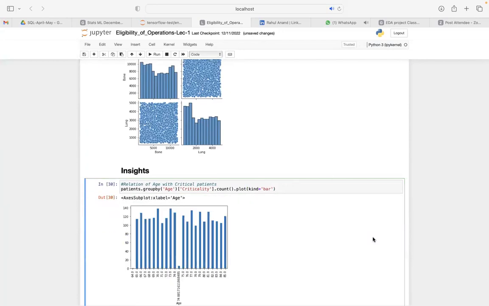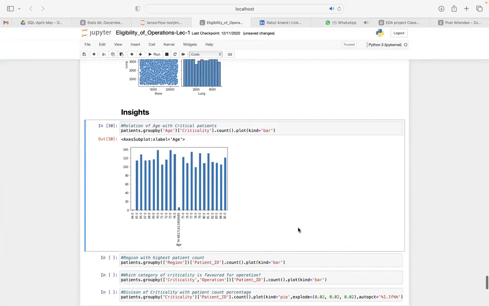Okay, now for the insights, you can talk about the relation of the age with the critical patients. You can say that the average age and the median of 75 that we've got are very close to each other. Okay, and you can say that the age range is falling between 64 to 85. That's the exact number. That's one of the insights that you can give to your client, that in the information provided, the age range starts from 64 and goes up to 85.